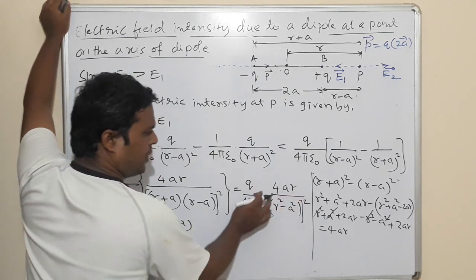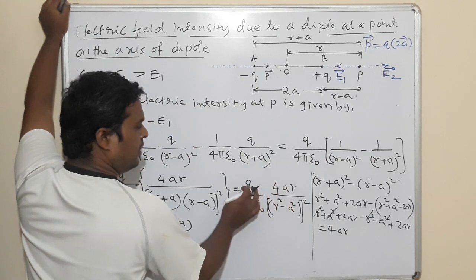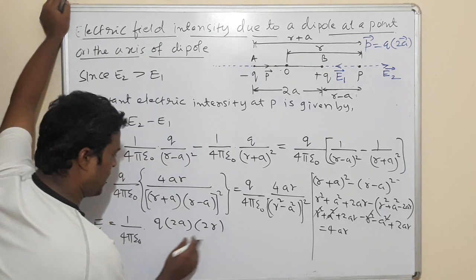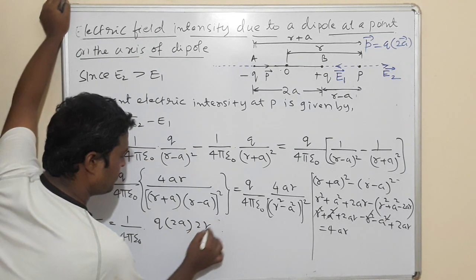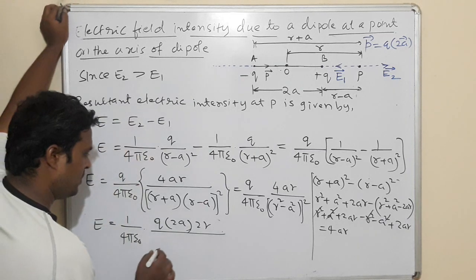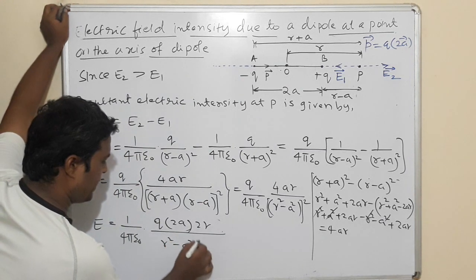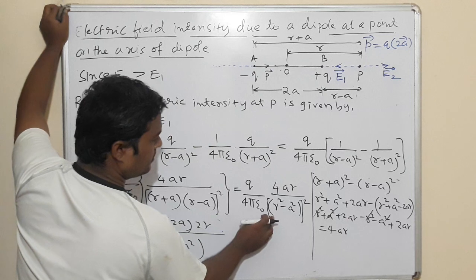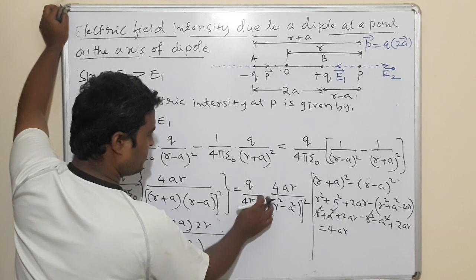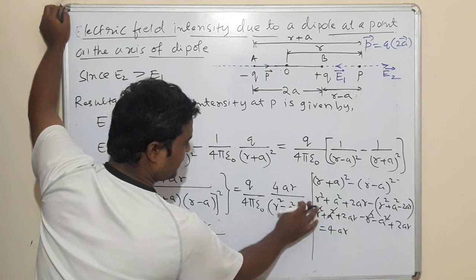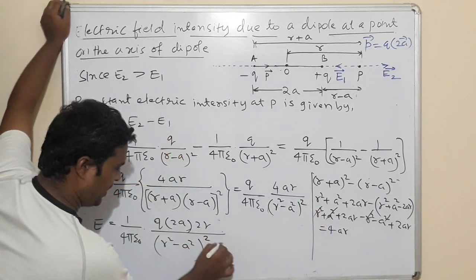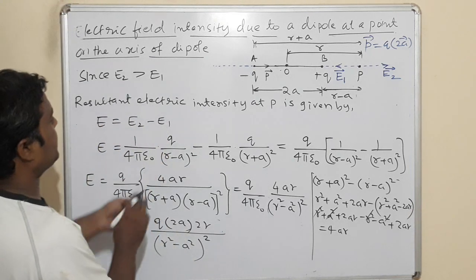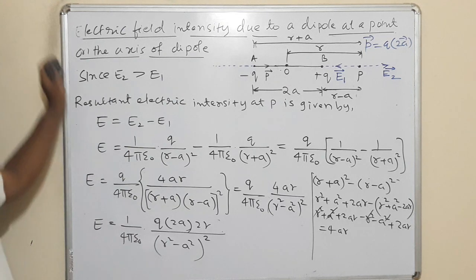Q into 2a have taken. What will be remaining here? Q into 2a, then 2 into r remains. This is 2r, whole divided by r square minus a square, so you can write this simply as whole square, r square minus a square whole square. Therefore, make a note of this, I will continue here.